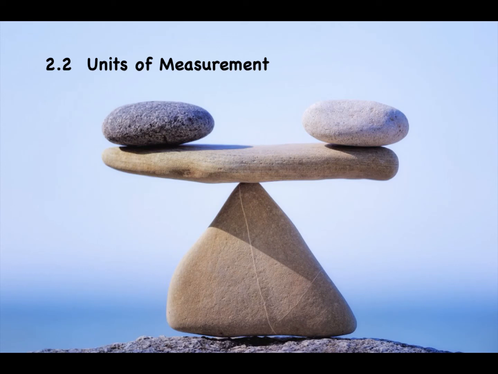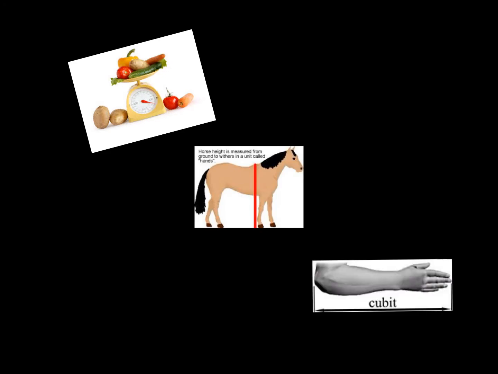As scientists, we spend a lot of time experimenting in the lab, and we do a lot of measuring. Measurements represent quantities, the amounts of a substance. There are a lot of different ways of taking measurements. Horses are measured in hands. In ancient times, people used the cubit to measure things.